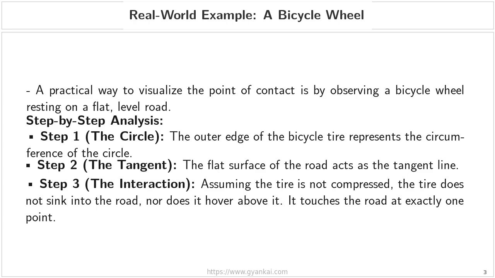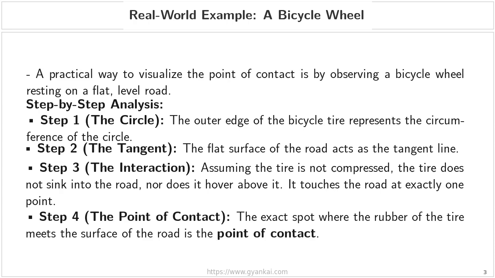Now, assuming the tire isn't flat or compressed by weight, the tire doesn't sink into the pavement, nor is it hovering in the air. It meets the road at one and only one single point. Finally, this brings us to our 4th step, identifying the point of contact. That exact, tiny spot where the rubber of the tire meets the surface of the road is what we call the point of contact. As we will see in the next slide, we can use this same logic to represent these physical objects using mathematical notation.